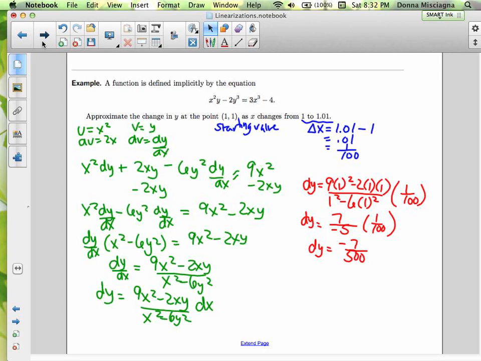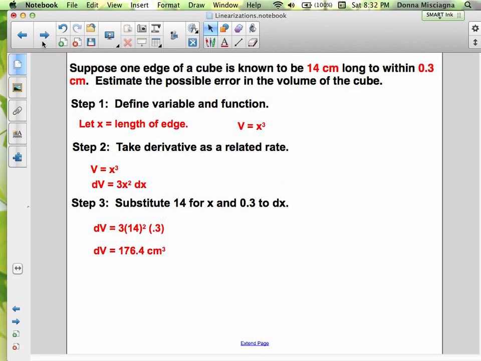Let's try another one. All right, so here's our real world problem. Suppose one inch of a cube is known to be 14 centimeters long to within 0.3 of a centimeter. Estimate the possible error in the volume of the cube. All right, so here now we do need to write an equation. It's not given to us.